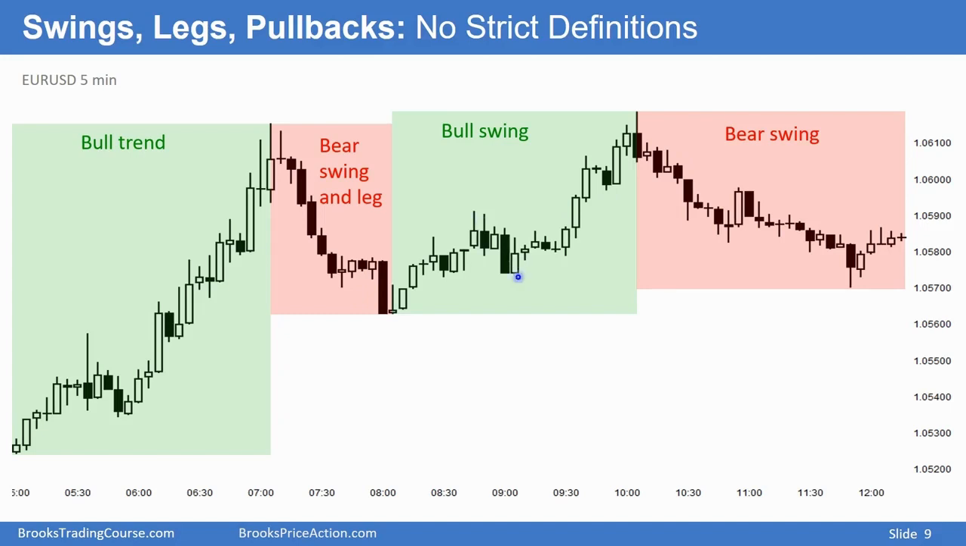Here's a little bear leg in this bull swing. And it's also a pullback from this beginning bull trend. Just like we have a bull trend here, 4 or 5 bars up and then a pullback to a higher low, 50% retracement of the rally. This is a pullback in a bull trend. And this is a pullback in a bear trend. The trend continued down.